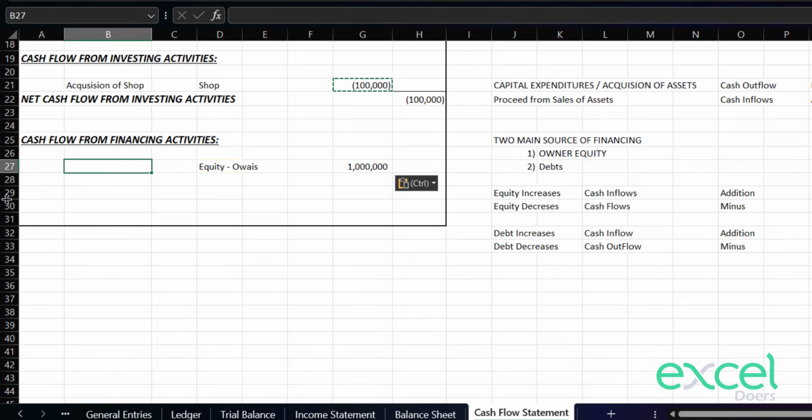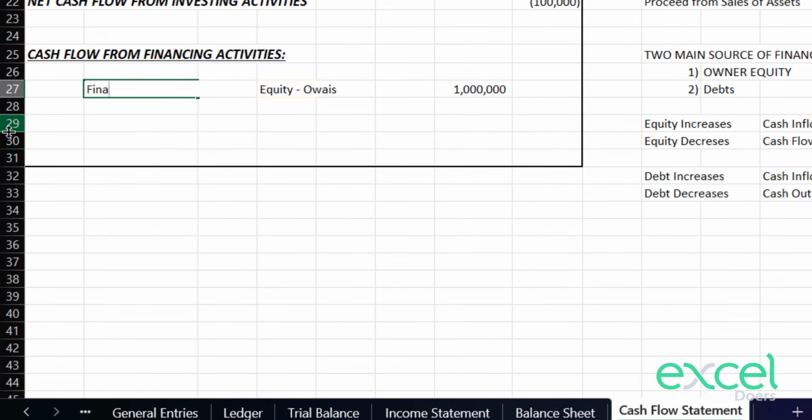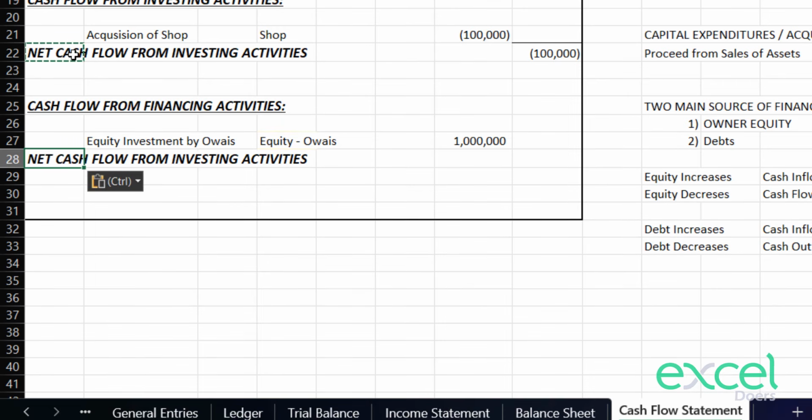So we can go to finance, or issuance of shares, whatever name you would like to give, right? I would like to say investment or finance. Equity, let's call it equity investment by owners, right? Now we have the net value ready, which is the net cash flow from financing activities.